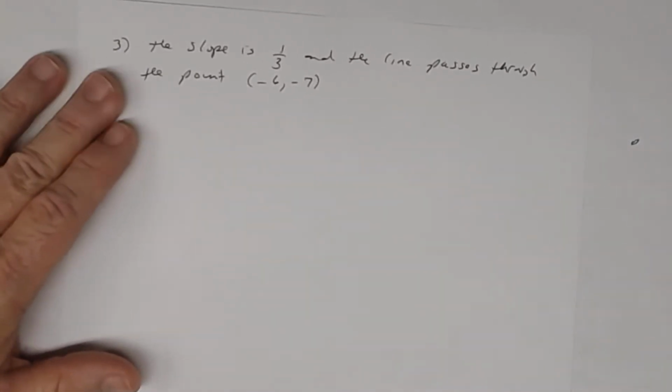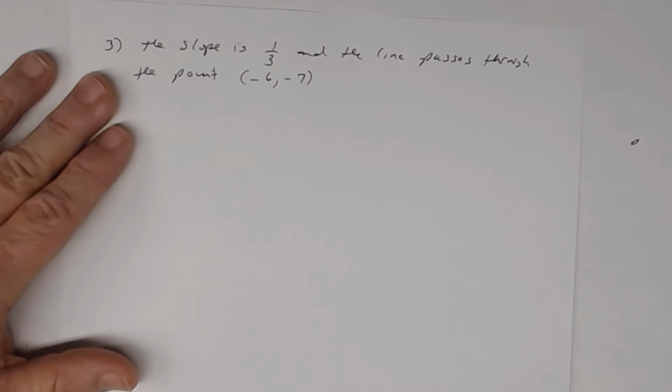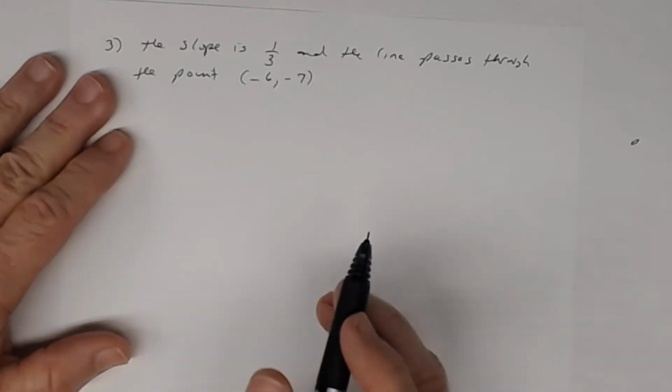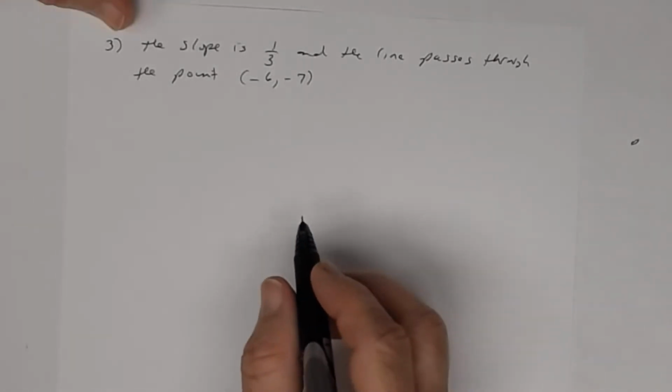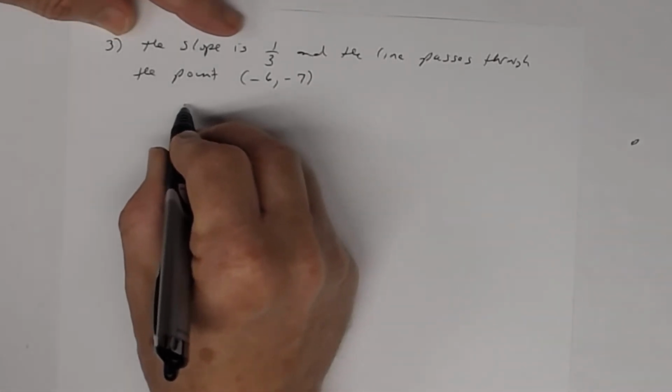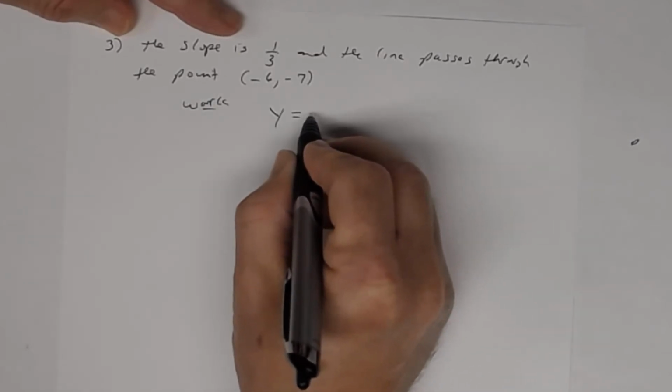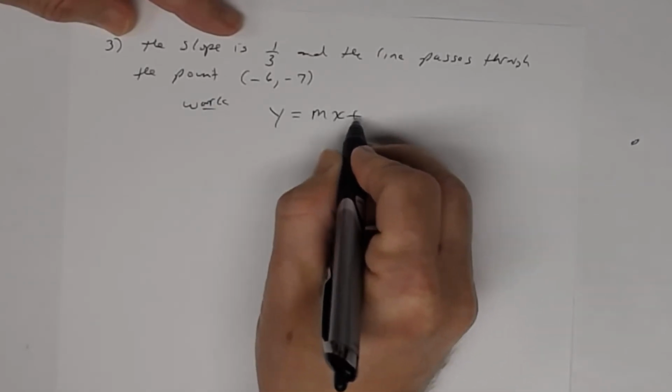So same thing for number 3. Number 3 and number 4 are the same thing, except in number 3 you have a fraction here. So we're going to have to deal with the fraction, but let's go ahead and do that. So here's your work. I need to use the fact that slope-intercept form is y equals mx plus b.